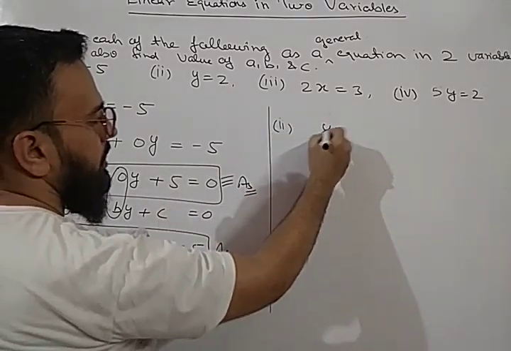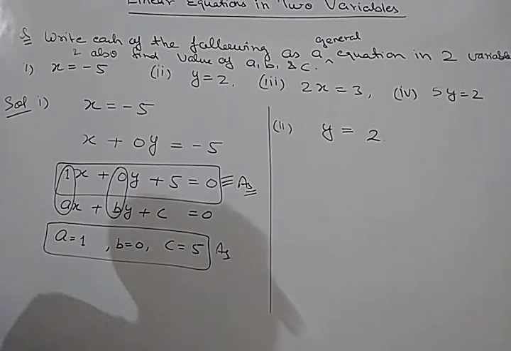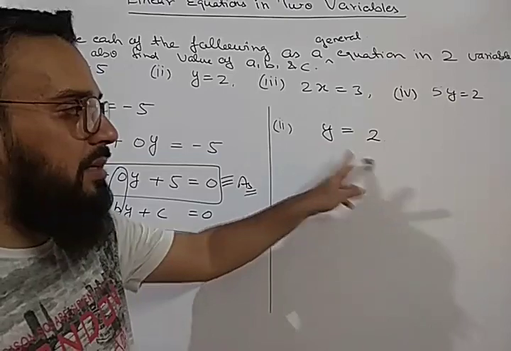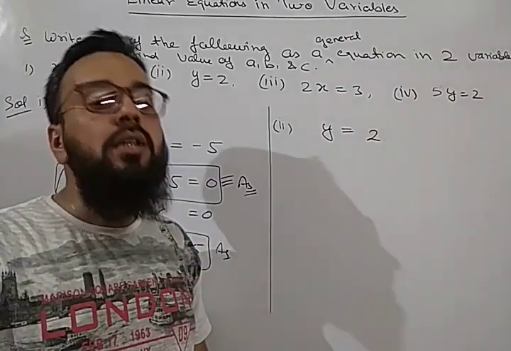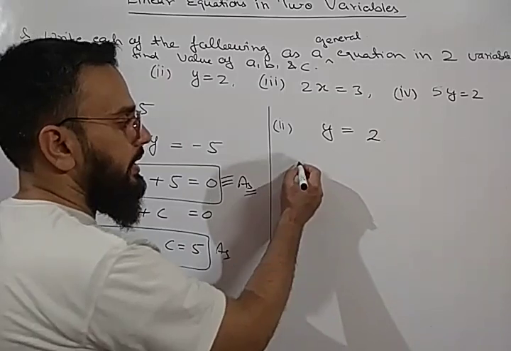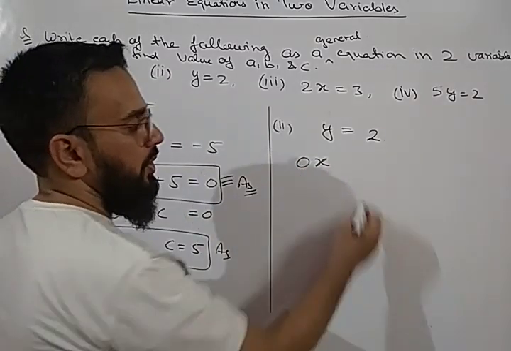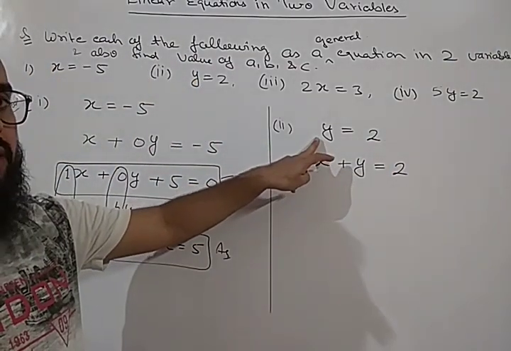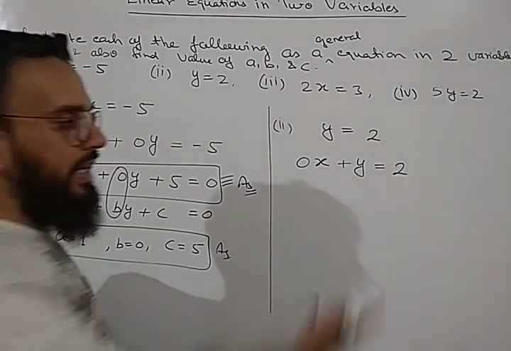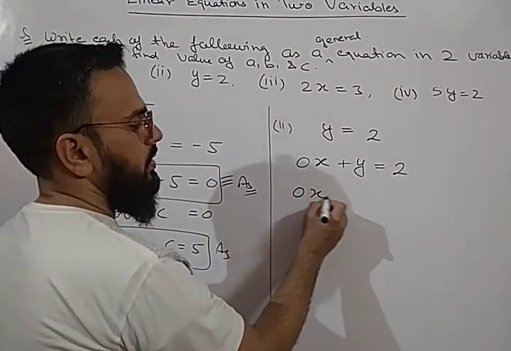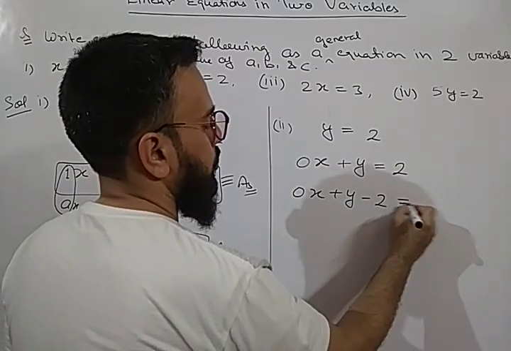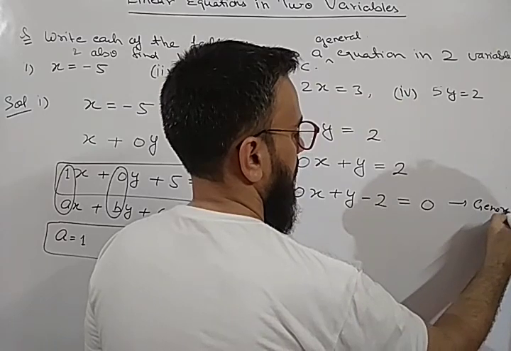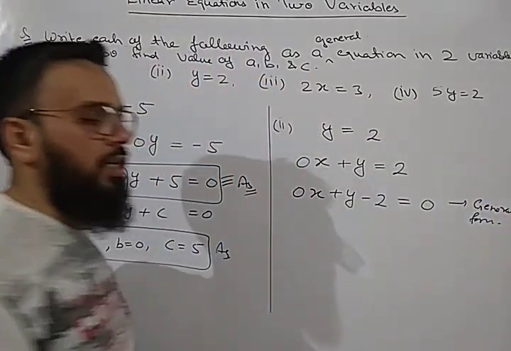Similarly, we can solve the second part. What is given in the second part? It is y equals to 2. So we can see here the variable x is not there. Only y variable is there. It means when x is not there, then it will be 0x. So we can write it as 0x plus y equals to 2. Because the variable x is not given, so we have taken 0x. Now taking this 2 to the left hand side, we will get 0x plus y minus 2 equal to 0. Now this is our general form, the general form of linear equation in two variables.